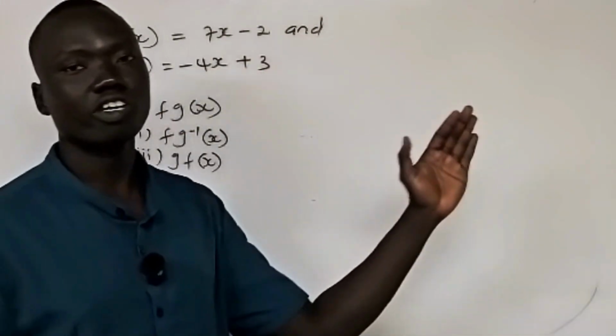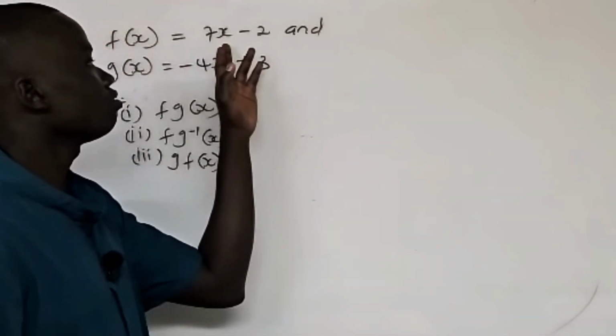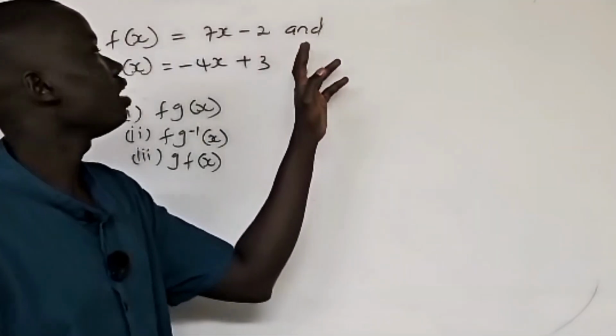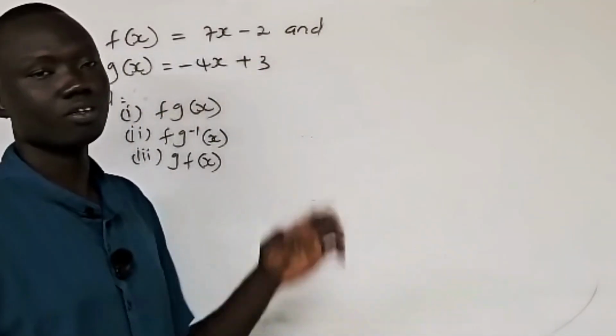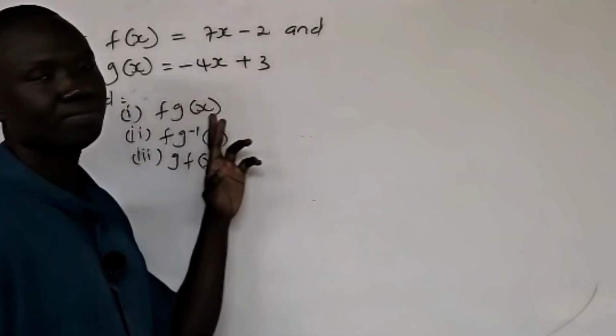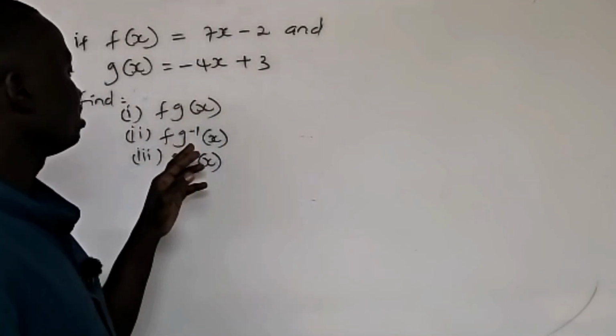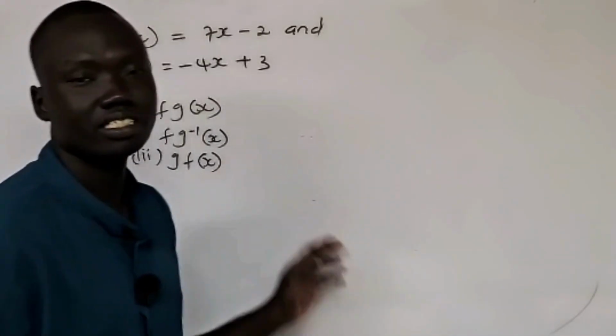This one is from functions. We are given that f of x is equal to 7x minus 2 and g of x is equal to negative 4x plus 3. We are told to find fg of x, fg inverse of x, then gf of x.